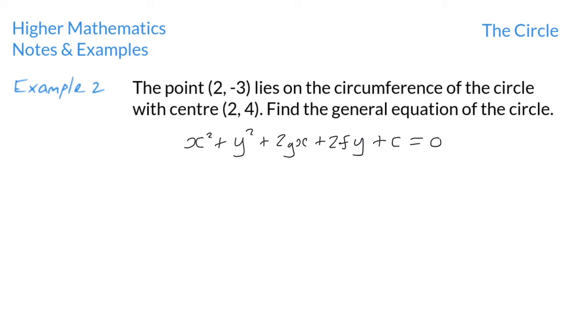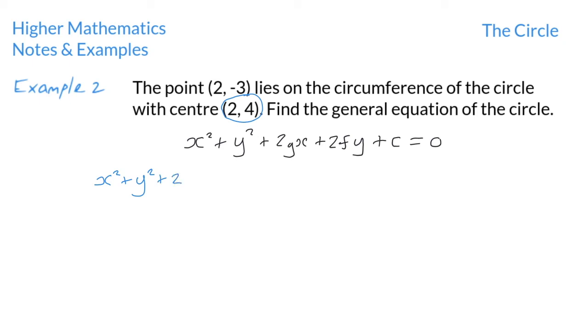So we'll start by substituting in the center, the point (2, 4). So we know that that relates to g and f. That (2, 4) is really just -g, -f. So we've got to be careful here. Substitute one point at a time. x squared plus y squared. So if 2 is -g, then g is really -2.